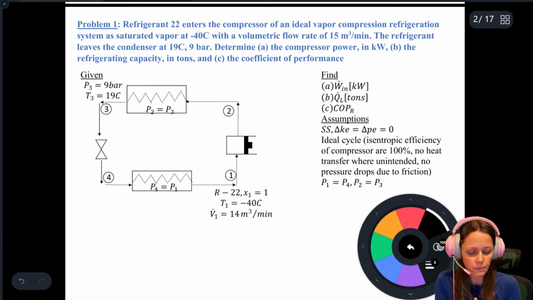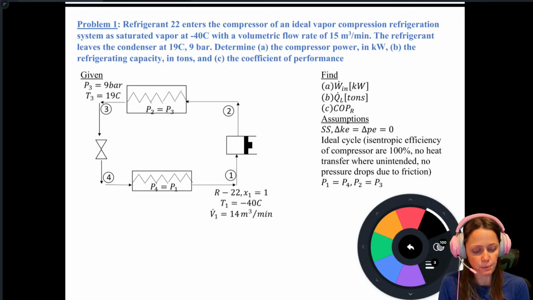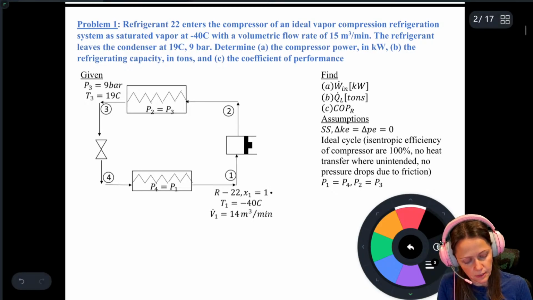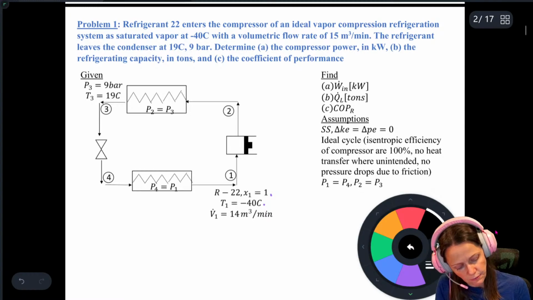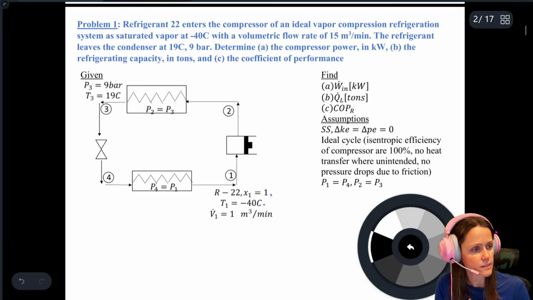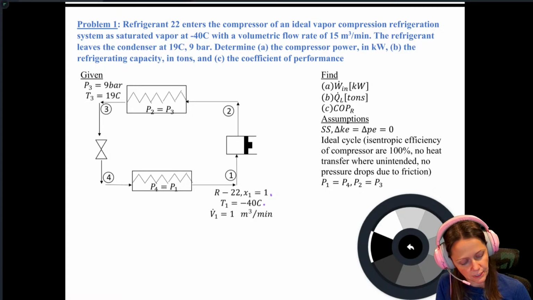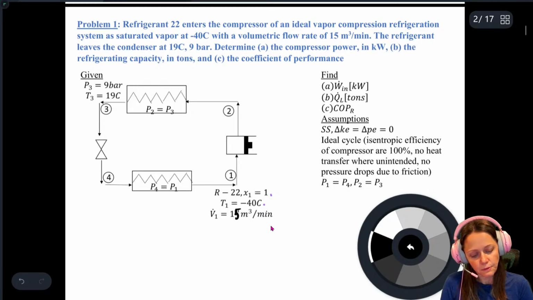All right, so problem 1 here, we've got R22 entering the compressor of an ideal vapor compression refrigeration system as a saturated vapor at negative 40 degrees Celsius and a volumetric flow rate. That should say 15, shouldn't it? Not 14. So let's fix that. Is that what I calculated it with? Yeah, it should be 15. A typo on my part. 15 meters cubed per minute.